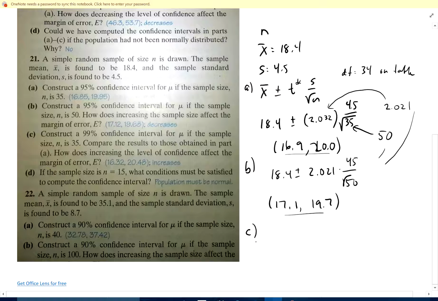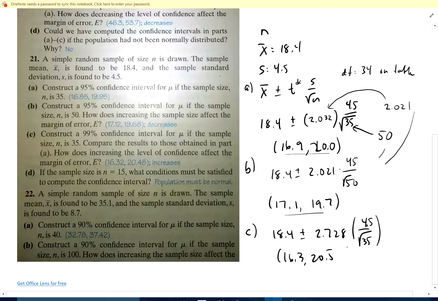C, 99% confidence interval if N is 35. Oops, 99, so that'd be the same, 18.4 plus or minus. I'm going to look over here at the 99% for 34 on my table. So make sure you can do this. 2.728. I will provide the table for you on the test. Times standard deviation over the square root of, we're on 35. That's 4.5. And if you do that, you get 16.3 to 20.5.